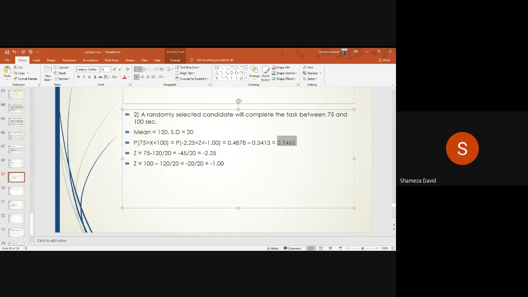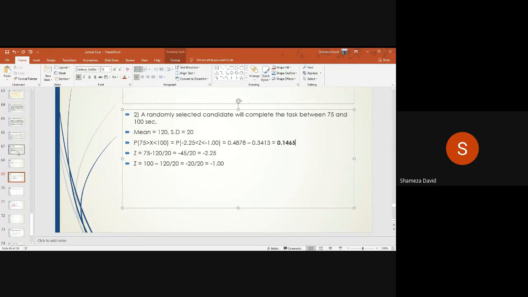The probability that the person will complete the task between 75 and 100 seconds is 0.1465, and you can round that to 0.15, but the table will give you all the probability values to 4 decimal places, so you don't necessarily need to round there. So the probability there is 0.1465. So you get a lower probability that the person will complete the task between 75 and 100 seconds.